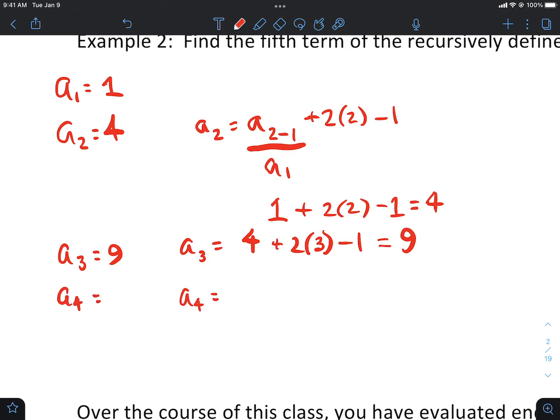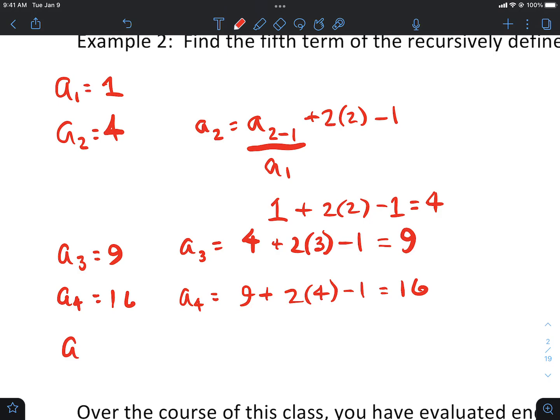So previous term again, the n minus 1 part right there, that's your previous term. So that'll be, what was that, 9, I guess. And then 2 times, and then we're inputting 4. So that's going to be 2 times 4, that's 8. So you got, what, 17 minus 1, that'll be 16.